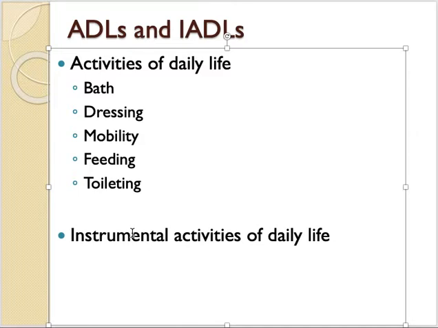Now why is this important? Because activities of daily life are very, very important for anyone's independent survival. I'm using the word independent survival. If these things are not there, or there is some limitation, we say that there is some disability, that the person cannot perform these duties by himself, right? So then come the instrumental activities of daily life.